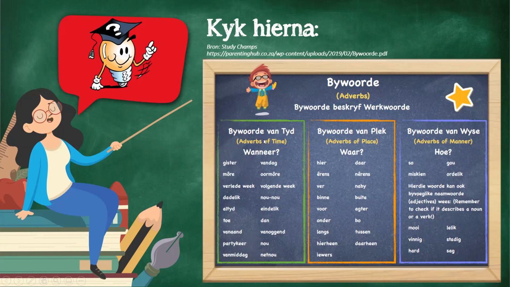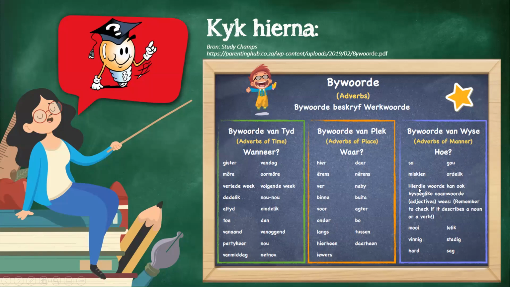Then, bywoorde van plek, which will be adverbs of place, will tell us where the verb is taking place. Hier, daar, ergens, nêrens, ver, naby, binne, buite, voor, agter, ander, bo, langs, tussen, hierdie en daarin en iewers. Right, so that would then be bywoorde van plek, which will tell us where the verb is taking place. Waar. Bywoorde van wyse. This will tell us how the verb is taking place. Hoe. Adverbs of manner. So, of gou, miskien, ordentlik.